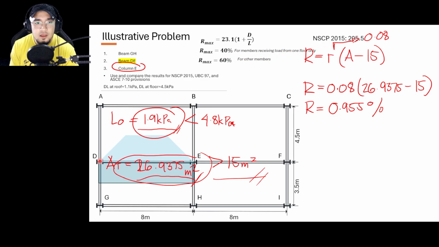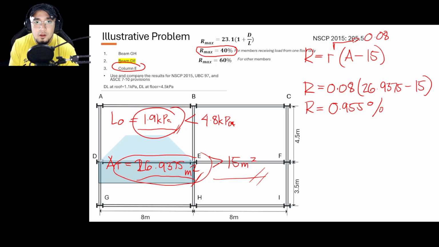So as you can see, this particular beam here only carries loads from the second floor, not the roof deck, not the first floor, only the second floor, meaning that the maximum R, or the maximum value for the reduction, is 40%. Okay?